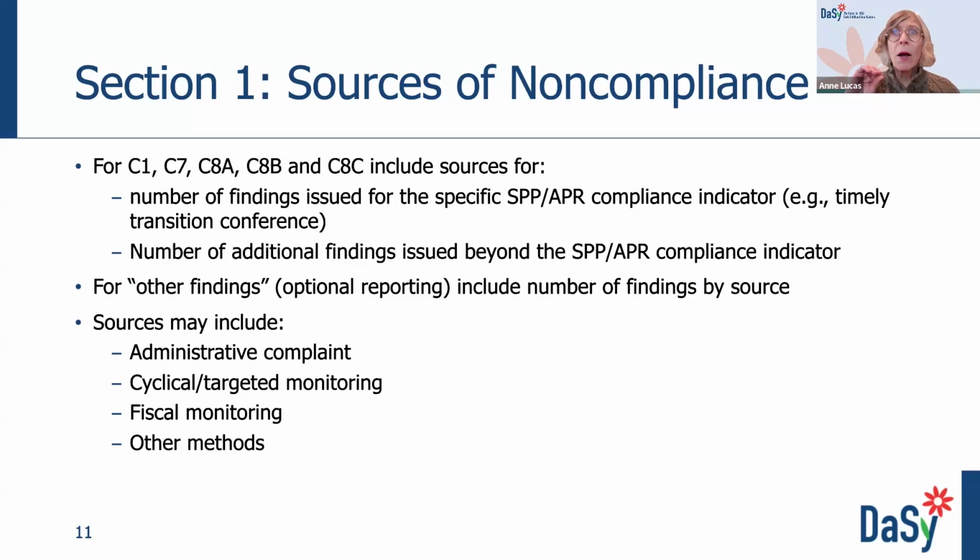Now I want to mention for the other findings, those things that are optional and you choose to report them, we want you to definitely report those by the number of findings by source. But it's important for the compliance indicators that you state your source for the compliance indicator itself, and then for the other additional findings, that you list out what those sources were. Okay, let's go on to the next slide.